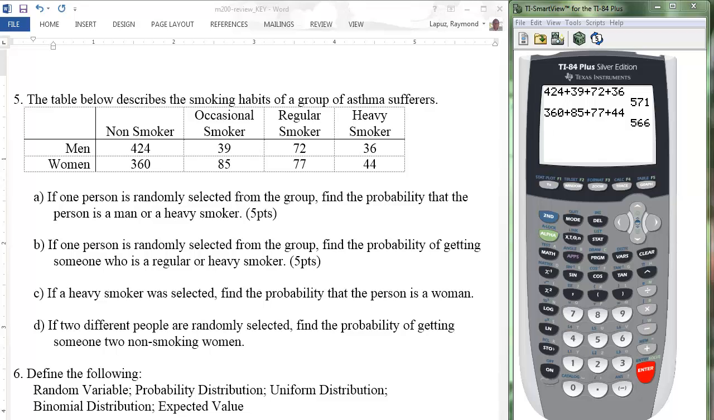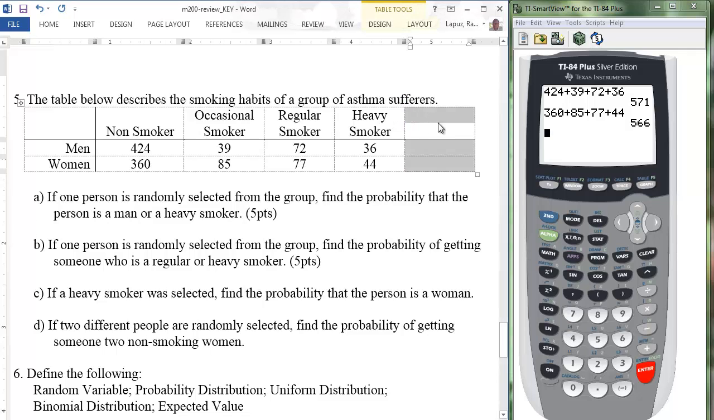Let's take a look at problem number 5. The table below describes the smoking habits of a group of asthma sufferers. We have a group of non-smokers, occasional, regular, and heavy smokers, and then that gets broken up into men and women. So the first thing to do for these types of problems, if it's not already given to you, is to extend your table to get the row and column totals.